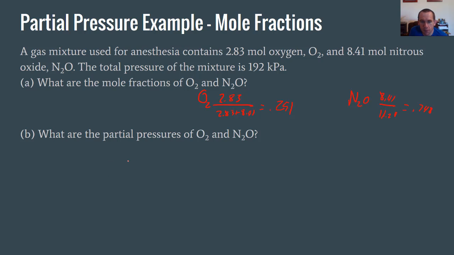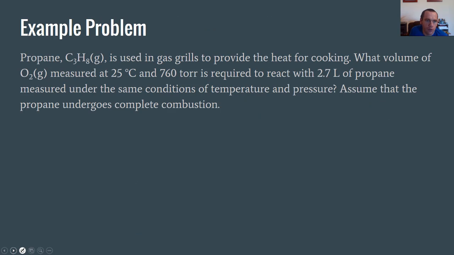And then for B, what are the partial pressures of O2 and N2O? We can take our 0.251 times the total pressure, 192, and we get a partial pressure of 48.34, and we can take our 0.749 times 192, and we can get our partial pressure of 143.66. We can check, do those add up to our 192 that they start with? They absolutely do. So there's our partial pressures worked out. Easy peasy.